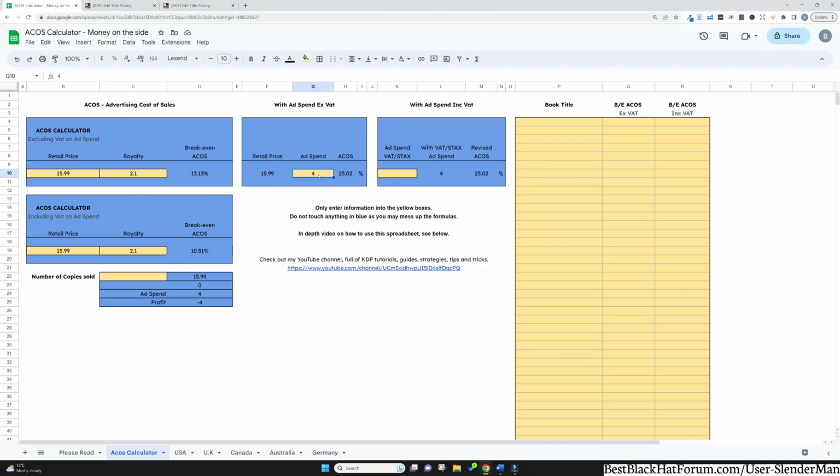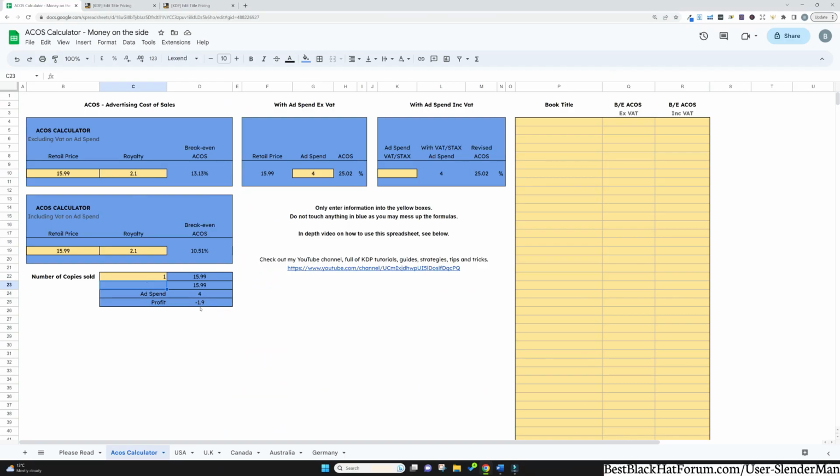So if we were looking at our advertising dashboard and we got one order for this hardcover book, and if we spent $4 on ads, our ACOS would be showing as 25.02%. And some unknowing people would be happy with this outcome. But if we come down to this section here and we type in how many books were sold, I'll put 1 in there. You can see that we are out of pocket by $1.90. But this is just for one order.